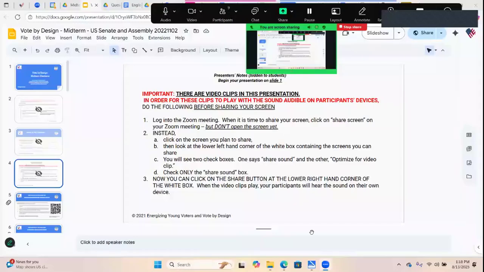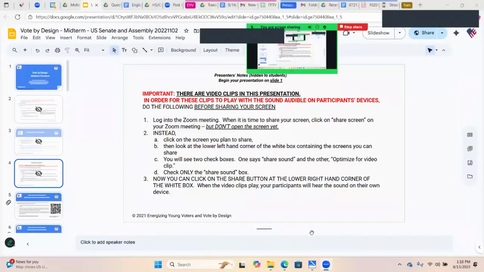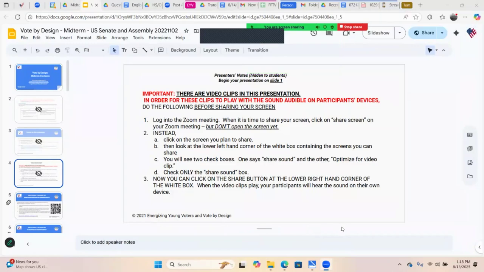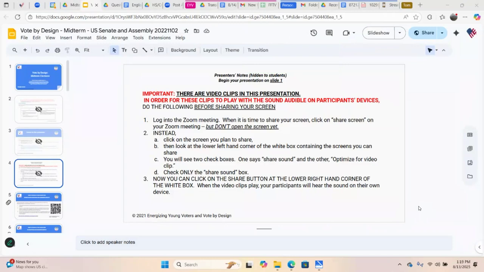And then when I go through the presentation and get to those videos, you will be able to hear the sound at your end. Otherwise, you're just listening to it through my computer, and that is very difficult to do. Okay. So play with it, but that's: hit the share button, check the boxes, and then share the screen. And that's why the directions are here. They're on slide 4. Anytime there are videos in the presentation, these directions are included. So you can just go back up to the top of the slideshow and see what is there.